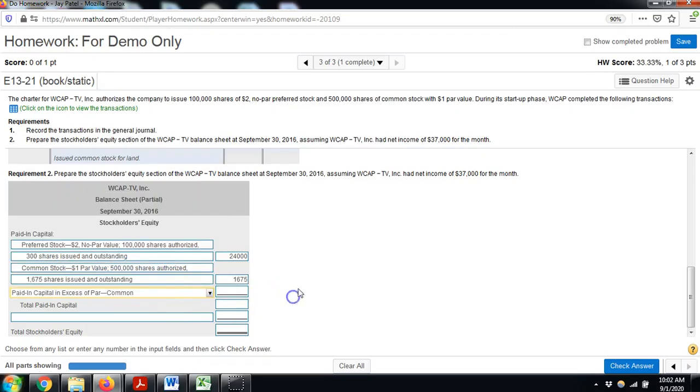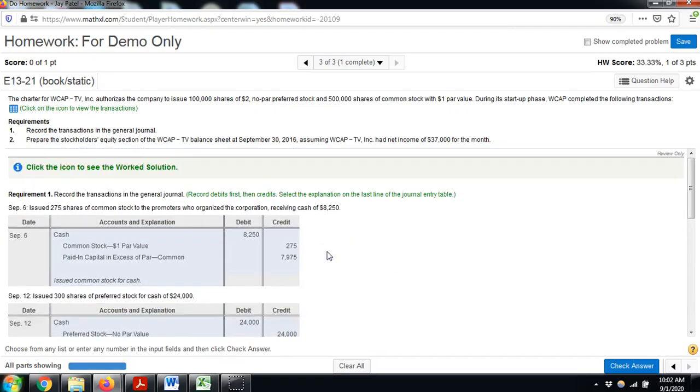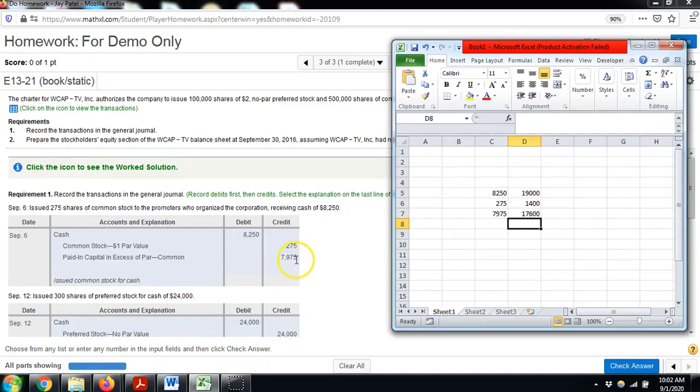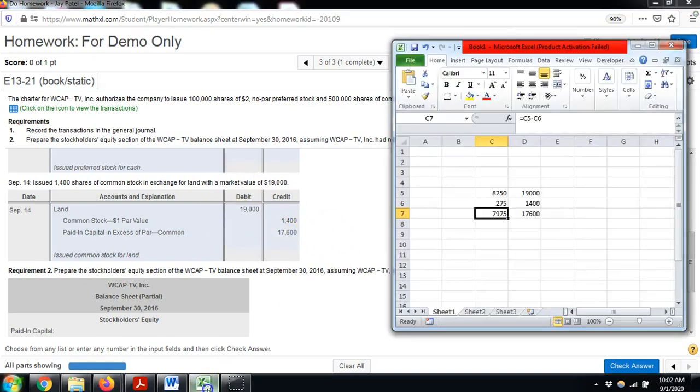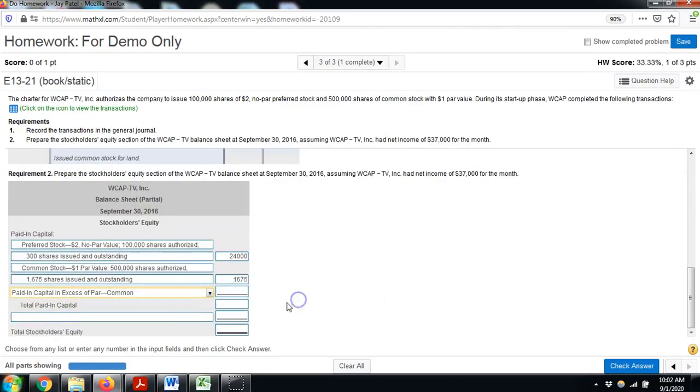And then we also have the excess of par, which is basically just these two numbers. So we have this 7,975 from this transaction, and then this 17,600 from this transaction. And so the total is 25,575.